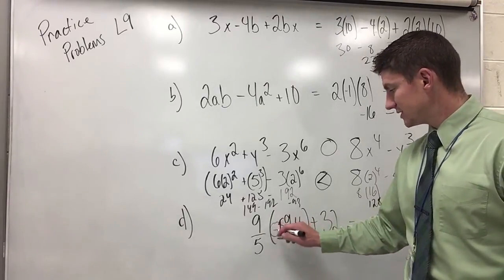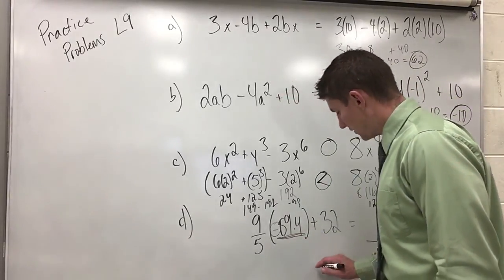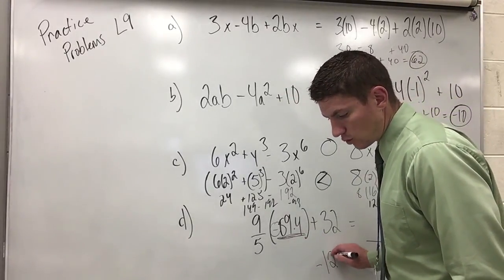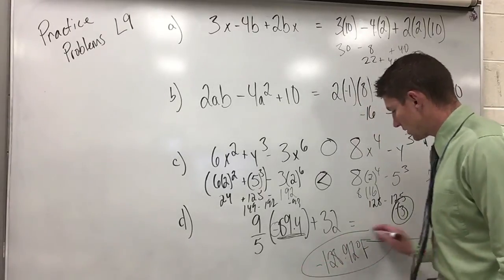Because it's negative, this answer is going to be negative, and then I'm adding 32 to give an overall value of negative 128.92 degrees Fahrenheit. You can check that with a calculator.